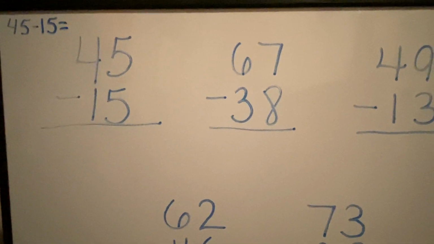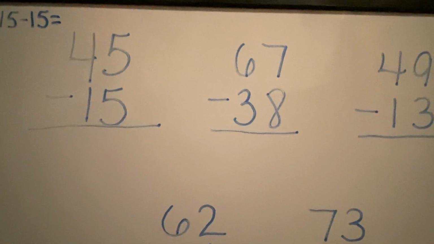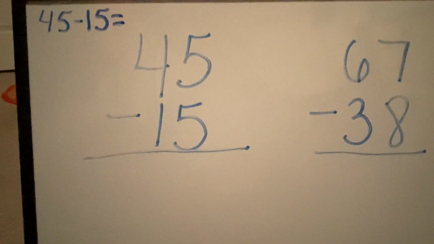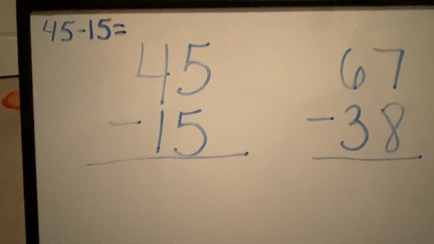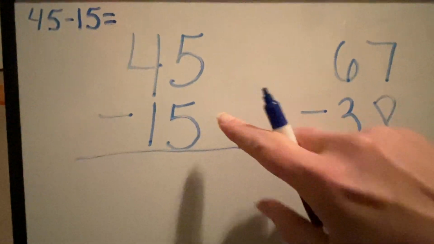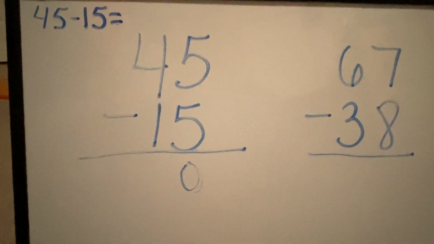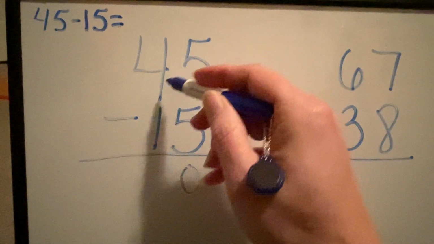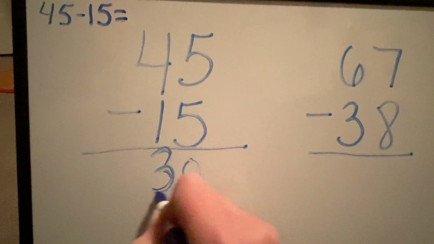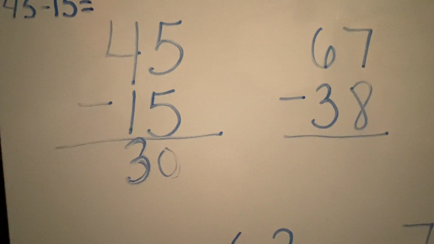So I've already done that there. So we have 45 minus 15. So let's see which one of my rhymes I want to use. 45 minus 15. Numbers the same? Yes, I have my numbers the same. 5 and 5, we have the same. So zero's the game because I'm just subtracting. 5 minus 5 is 0. Then I subtract 4 minus 1, and I get the answer of 3. So my answer for this problem, 45 minus 15, would be 30.